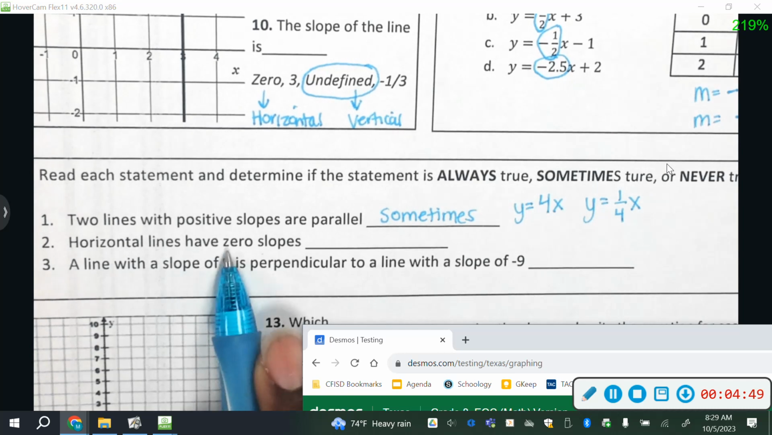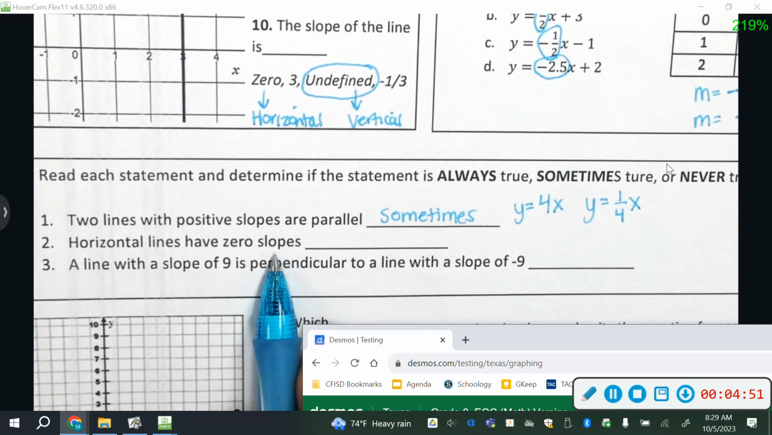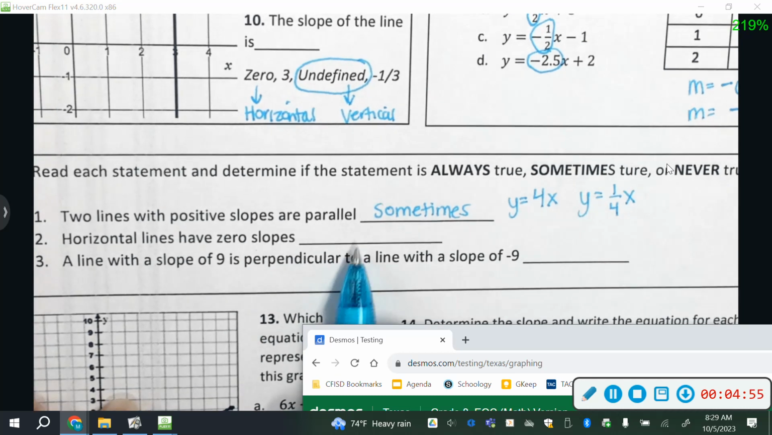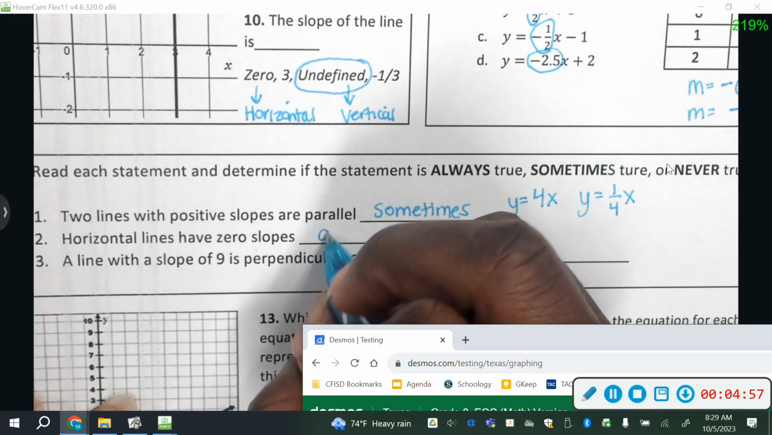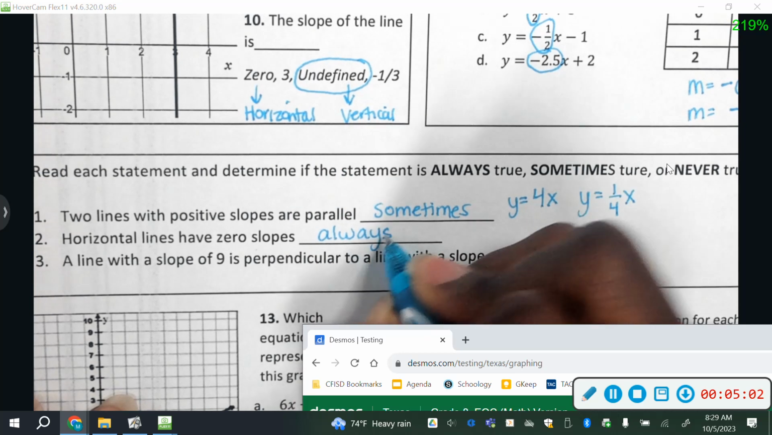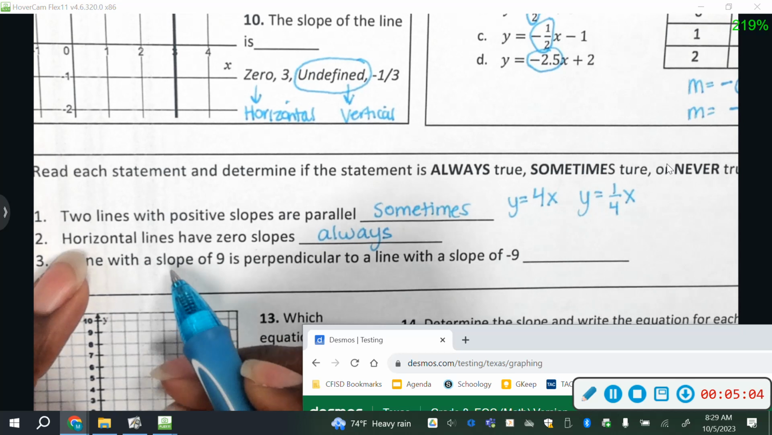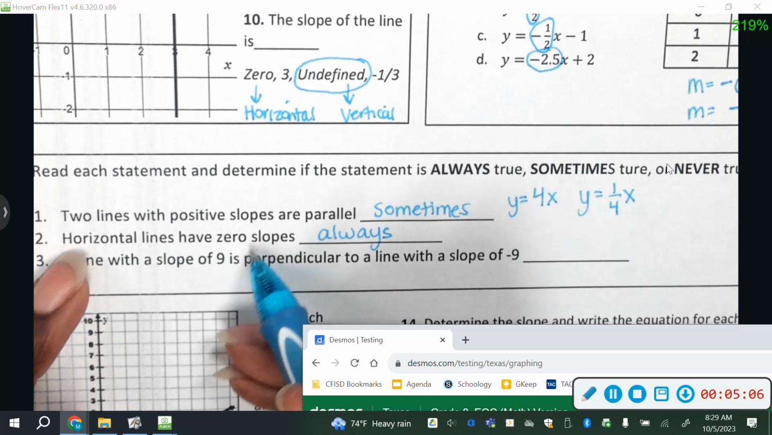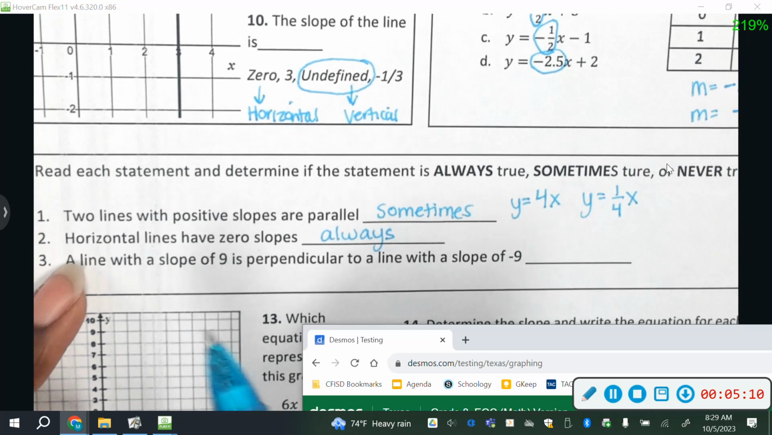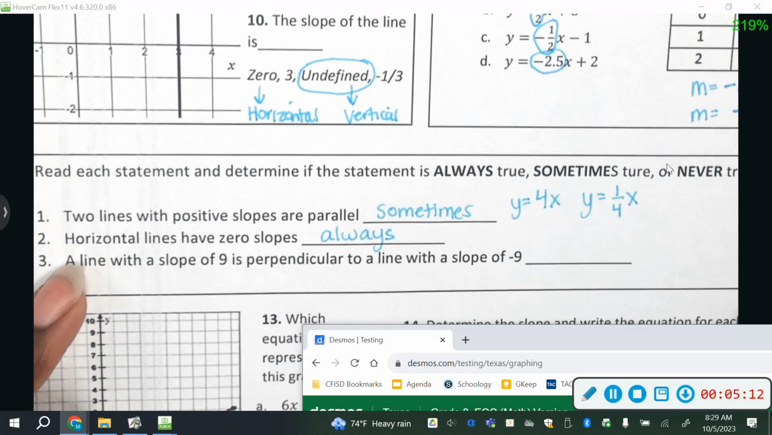Okay, that's just an example. Horizontal lines have 0 slopes. Always, sometimes, or never. Look at your poster. You must have not looked at the poster because this one should be always. Look, we just wrote it right here. Always. All horizontal lines all have the 0 slope. Okay? Tell your neighbor all horizontal lines have 0 slope.